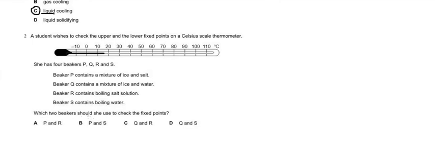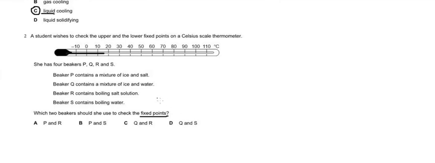Which two beakers should she use to check the fixed points? So what are the fixed points? These are the markings on the thermometer, the lower and upper markings on the thermometer, so that we can check the temperature precisely.